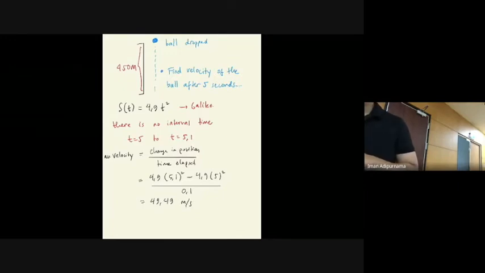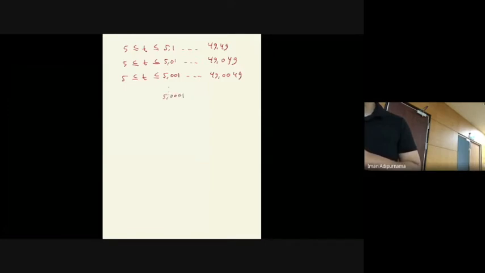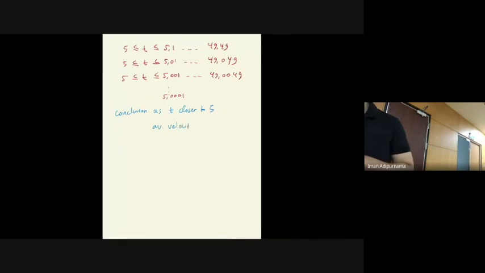And in the same way, you develop another interval from 5, or maybe easier to have a notation. So from 5, before it's 5.1, this is 49.49. And this actually becomes 49.049, and then the next number becomes 49.0049. When you get closer to 5, you get more zeros to come. Eventually, the conclusion is, as t gets closer to 5, the average velocity gets closer to 49.